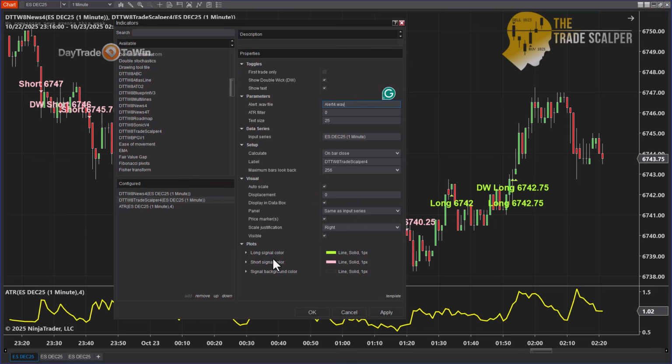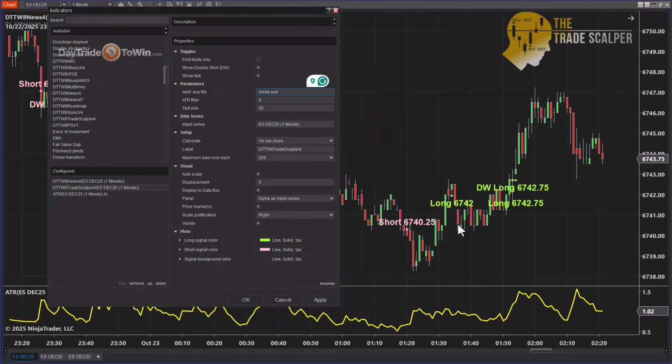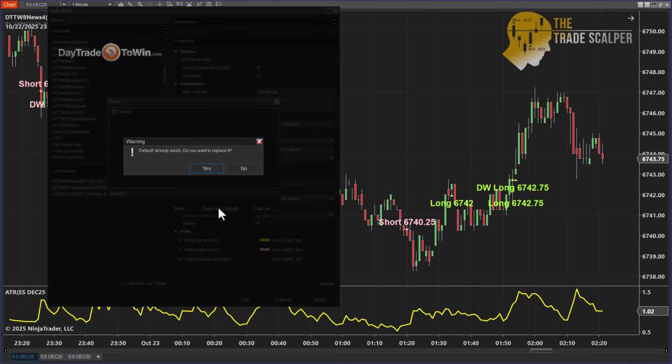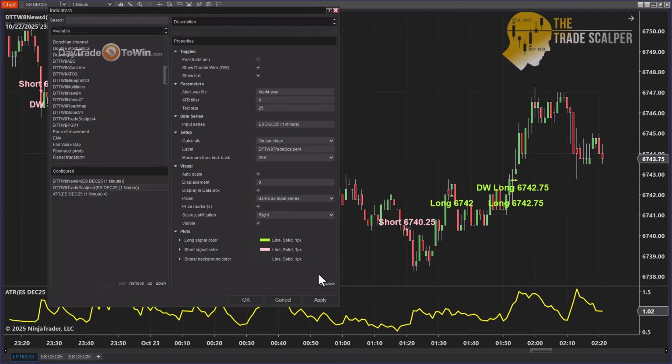If you want to change the colors, some of you may have a white chart, some of you may have a dark chart, like I have a dark chart here. You could actually change the colors. Any changes that you make here on the settings, which really there's not much of anything to do besides the colors, you would come here to template, you'd come here to save, and you would save it as default. That way, the next time that you add the Trade Scalper to your chart, the defaulted settings will be saved and remembered, and you don't have to change this again every time you bring the indicator back up on your chart.